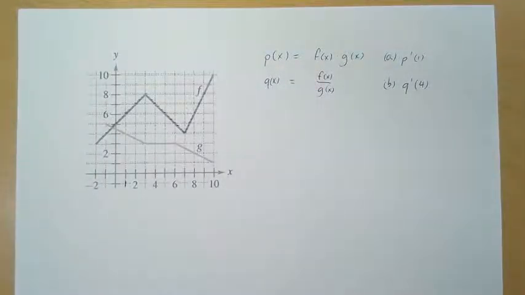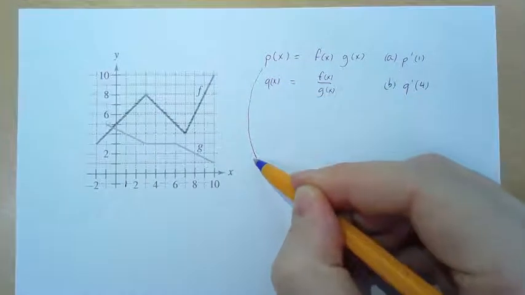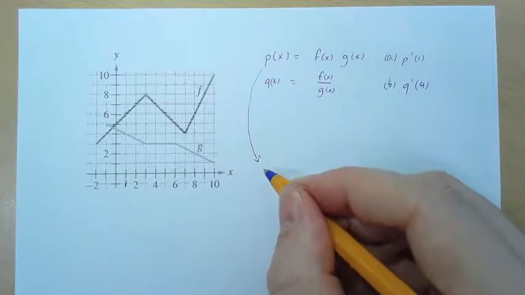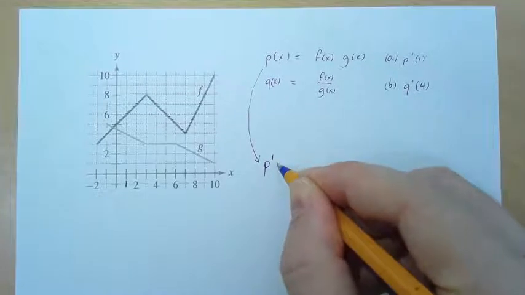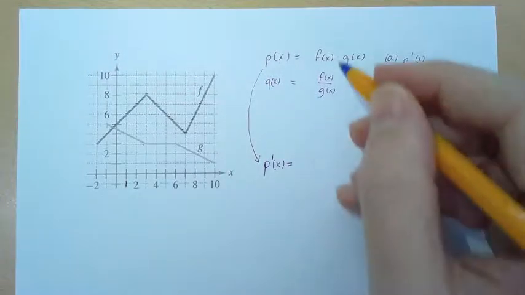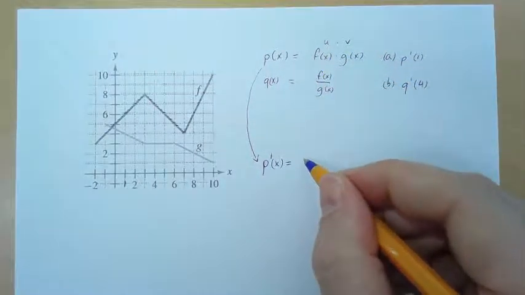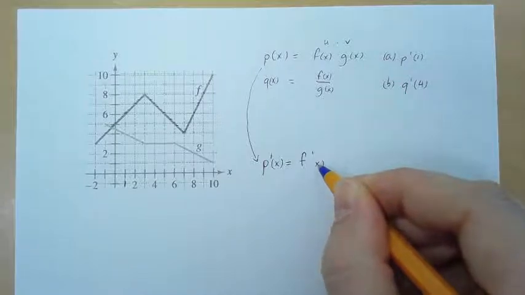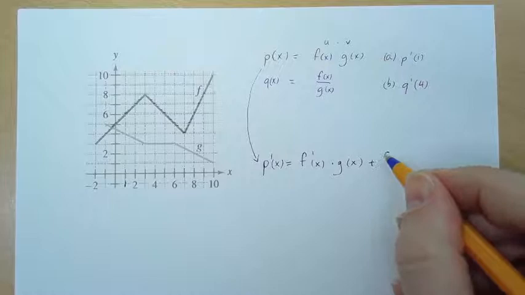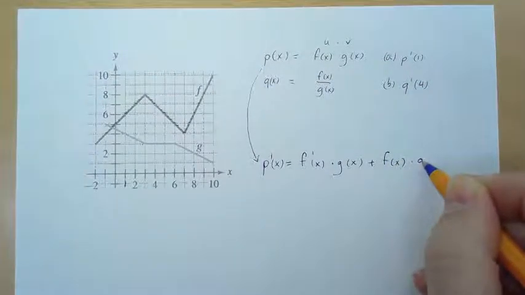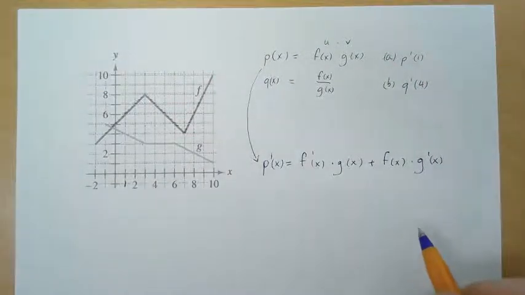But there's an even better idea. And the better idea is to remember that we know the product rule. If I know that p of x is f of x times g of x, then for the derivative, I can say that this is u times v. So the derivative is going to be u prime v plus u v prime. And that's the best idea.